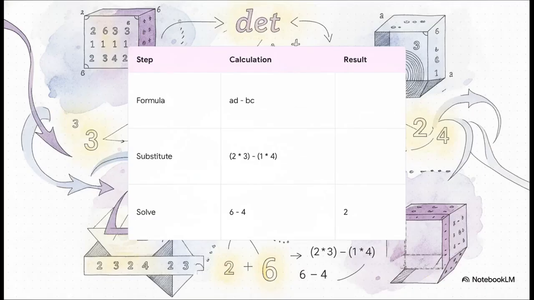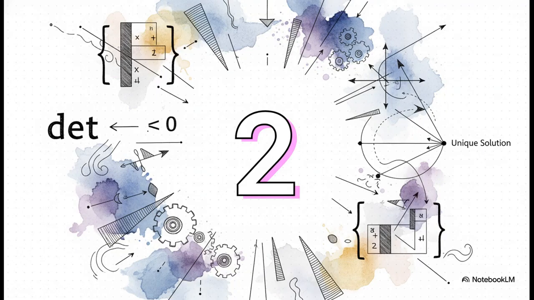Let's find the determinant of this 2 by 2 matrix here. Remember the formula, right? AD minus BC. So we just plug in our numbers. We get 2 times 3 minus 1 times 4. And that just simplifies down to 6 minus 4. And the answer is 2. Now here's the important part. Since the determinant is 2 and not 0, we know for a fact that this matrix is invertible. We know any system of equations it came from is going to have one single unique solution. That's what the 2 tells us.